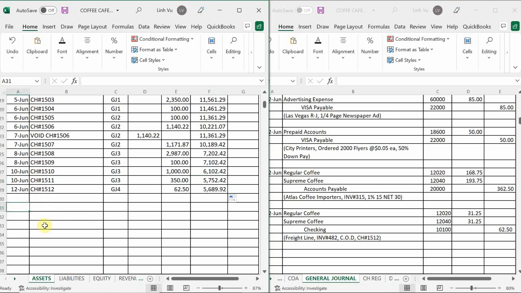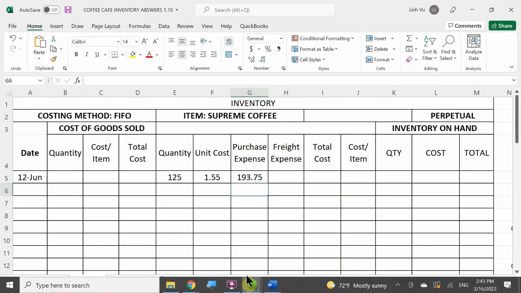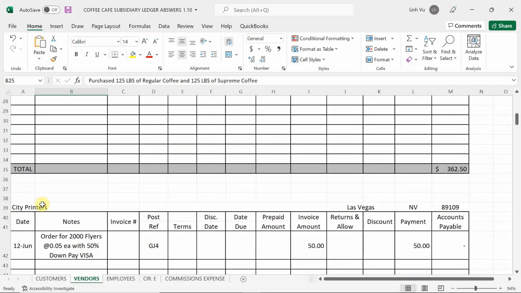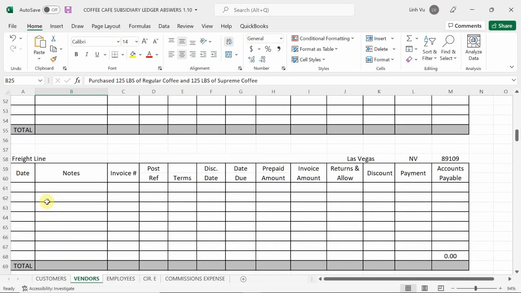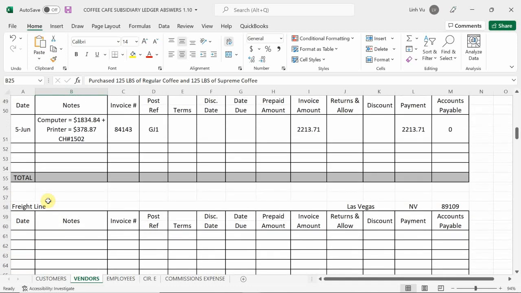All right. So now that I recorded my inventory, I recorded the freight costs that were directly related to my inventory. Now I can go ahead and record and update my inventory. Let's do the subsidiary ledger first, since we wrote a check out to Freightline. Let's do that one first, and then we'll update our inventory worksheet.